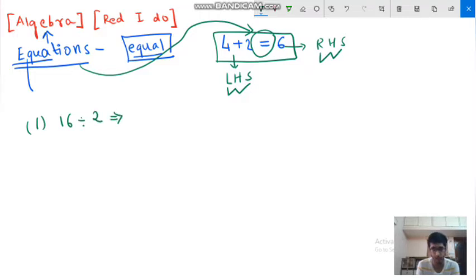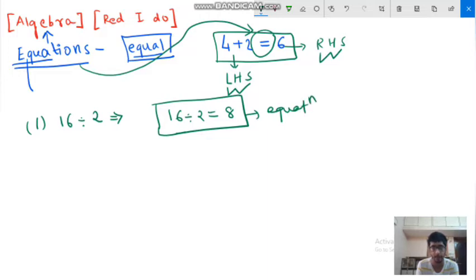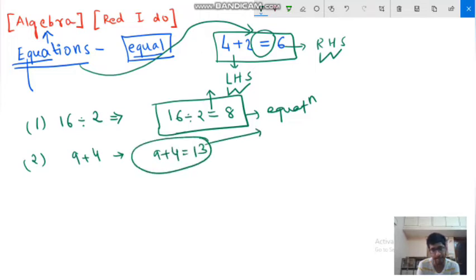So what you will do is find the answer to 16 divided by 2, which is 8. So 16 divided by 2 is equal to 8, and what you have formed is an equation because you have represented it through an equal to sign. One more example, 9 plus 4. If I write 9 plus 4 is equal to 13, this again is an equation.